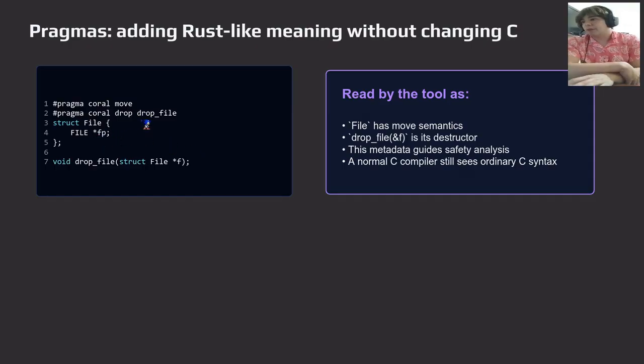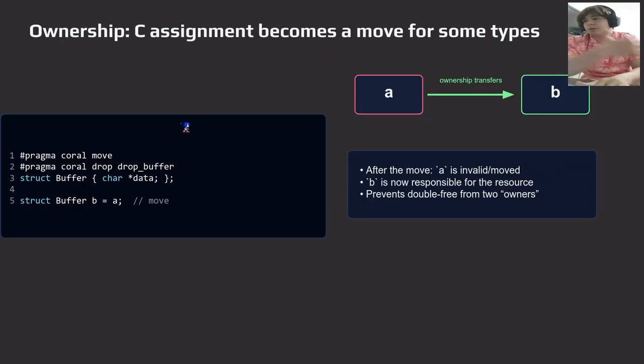Now you'll notice there is drop and drop file for this file. Basically, we can say that when it goes out of scope, it's going to clean up its own memory. And since it's specifically a file, then basically it's going to do the file close, like fp.close or fclose(fp).